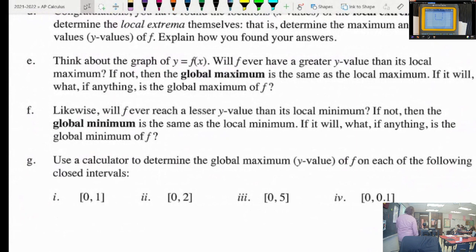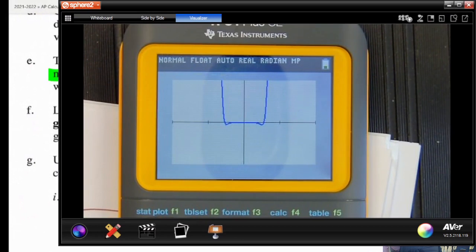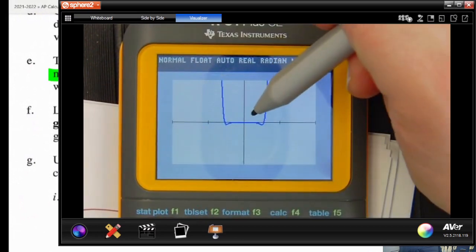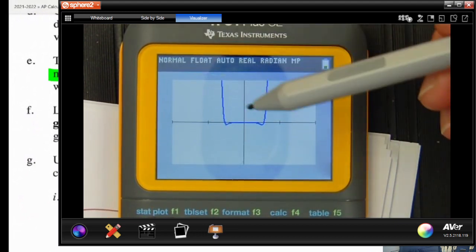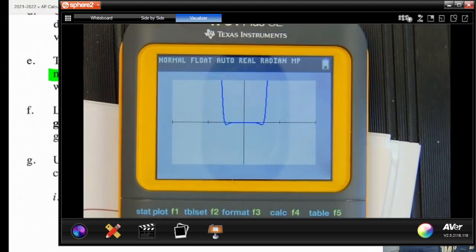So here's one last little piece of this puzzle, question E and F. If you look at the graph of f of x, which we just saw, that very exaggerated graph, will f ever have a greater y value than its local maximum? The local maximum happens at (0, 0). If I look at the graph again, you can see the local maximum is happening right here at (0, 0). You can barely make it out because this graph is so extreme. But E is an easy question. Are there any points that are actually higher than that (0, 0)?